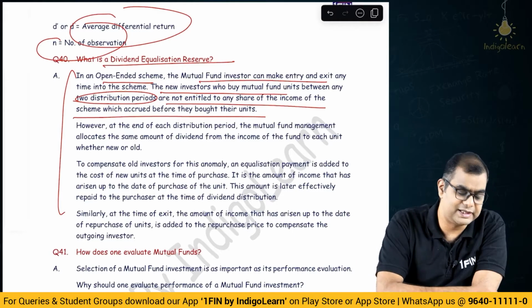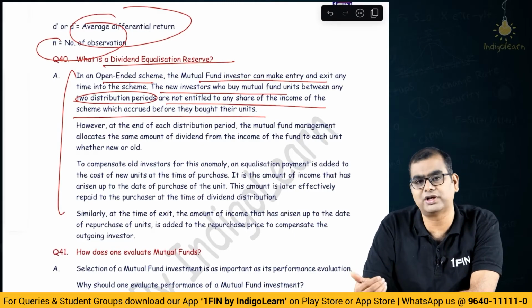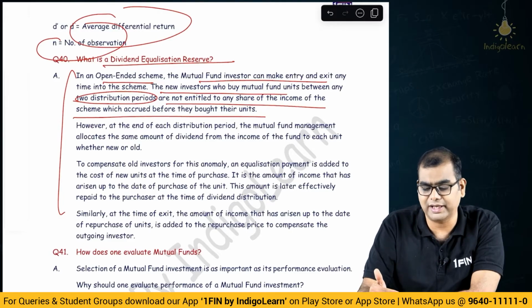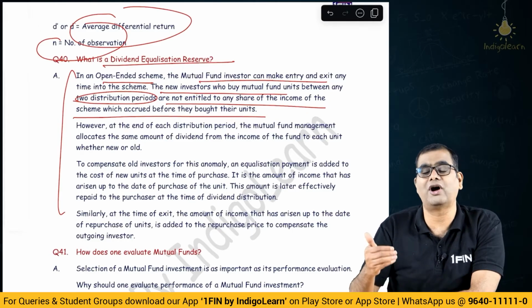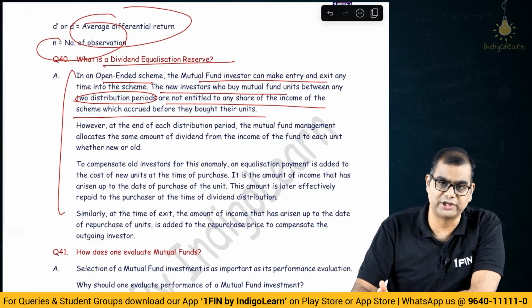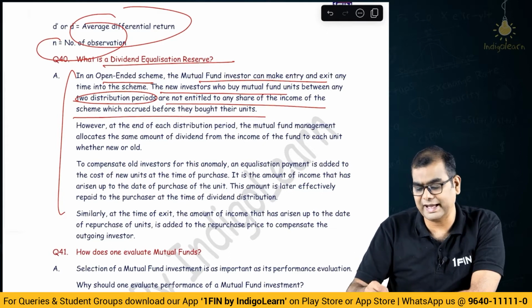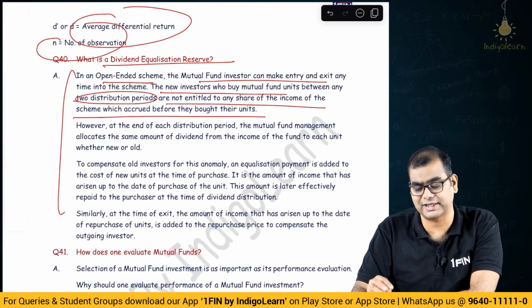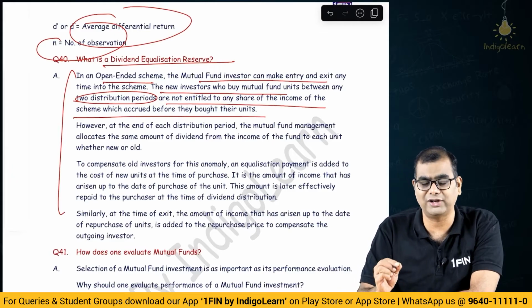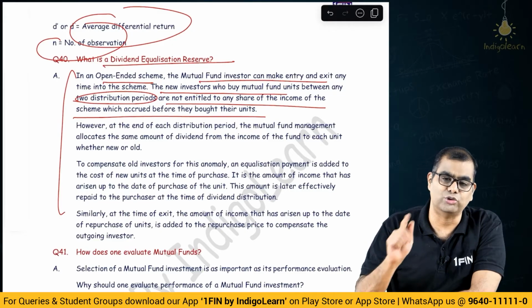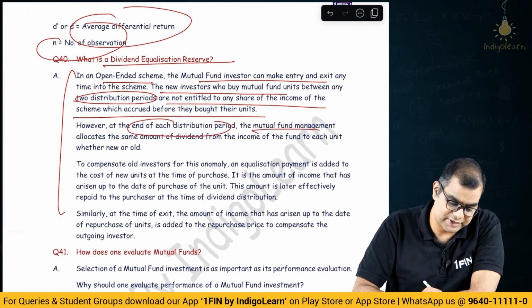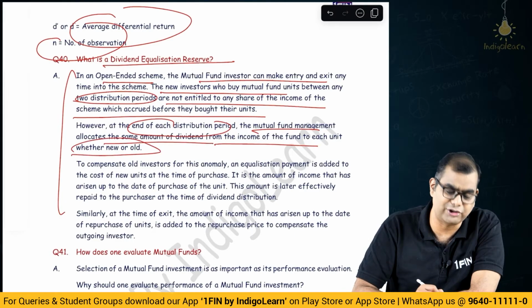So, if let's say there is any income that is generated by a mutual fund scheme which is distributed to all its unit holders, that income accrues to the people who were holding the units through the period, or people who were holding the units as on that particular day. So, it does not accrue to the people who come and join after it. So, what mutual funds usually do is, to the people who are subsequently joining, they take the total gain that is made till that day, divide it by the total number of units that are there till that day, and that per unit value is added as a dividend equalization amount to the fresh issue of units. At the end of each distribution period, the mutual fund management allocates the same amount of dividend from the income of each fund to each unit, whether new or old.